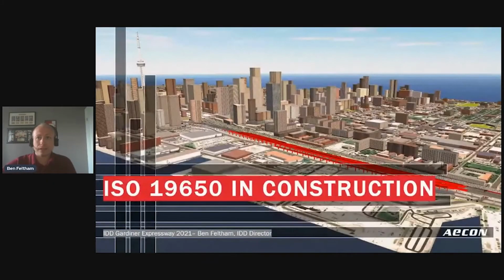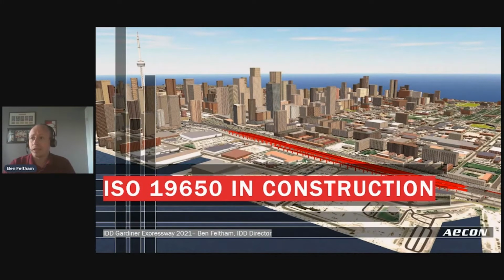So you're going to talk to us about using this standard from a construction standpoint. Yep. Really looking forward to that, and I'll get out of your way. Thank you very much. Okay, thanks. Okay, thank you, and good afternoon, everyone.